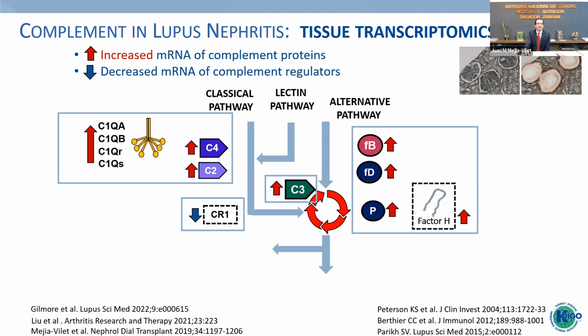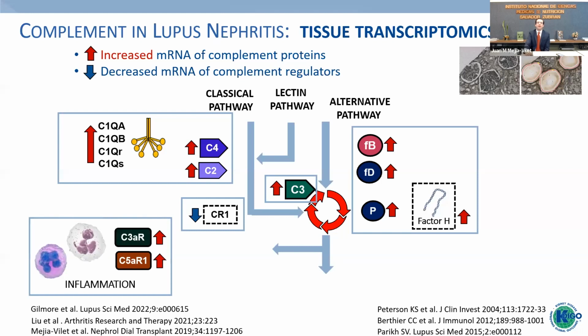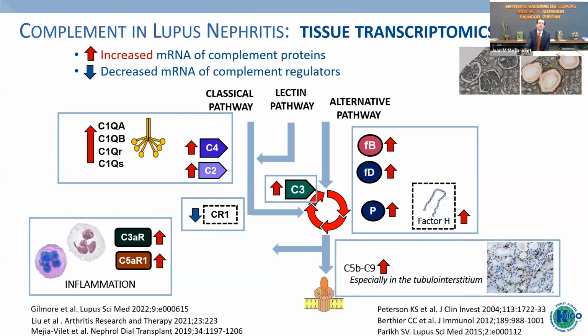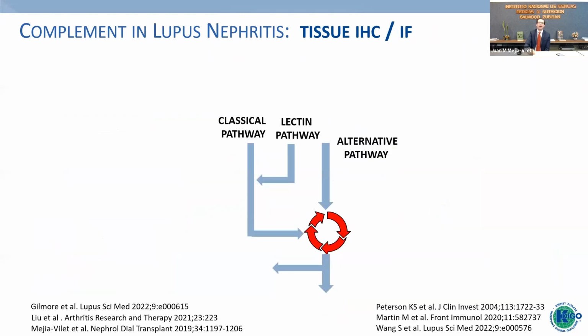And what about mechanisms? Well, there are many studies showing that C3a, C5a, and their receptors are overexpressed in the kidney tissue, but also the membrane attack complex is overexpressed in kidney tissue, and this is particularly true in the tubulointerstitium. So any pathway or any way of producing damage is involved in lupus nephritis. Of course, not in every patient, and this is what is difficult in lupus nephritis.